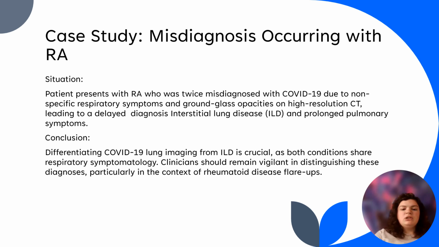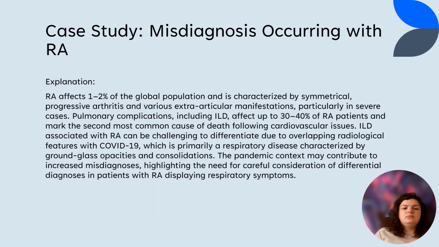Differentiating COVID-19 lung imaging from ILD is crucial as both conditions share respiratory symptomology. Clinicians should remain vigilant in distinguishing these diagnoses, particularly in the context of rheumatoid disease flare-ups. RA affects 1 to 2% of the global population and is characterized by symmetrical progressive arthritis and various extra-articular manifestations. Particularly in severe cases, pulmonary complications, including ILD, affect up to 30 to 40% of RA patients and mark the second most common cause of death, following cardiovascular issues.